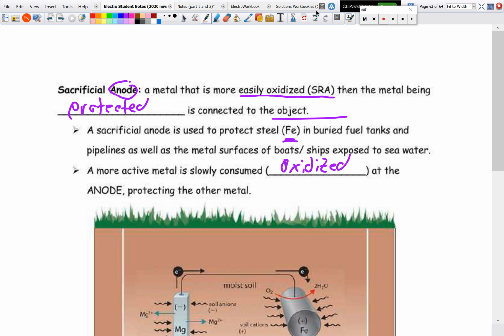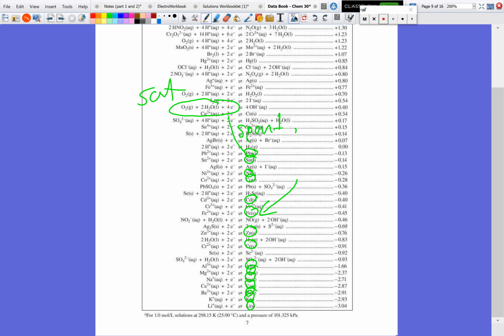So what this means, if we look at our data booklet, we see iron right here. Now, normally we would have our strongest oxidizing agent right here, and this is our strongest reducing agent. But if we manage to connect, let's say, another metal that is a stronger reducing agent, so for example, zinc, now notice how zinc right now is the strongest reducing agent.